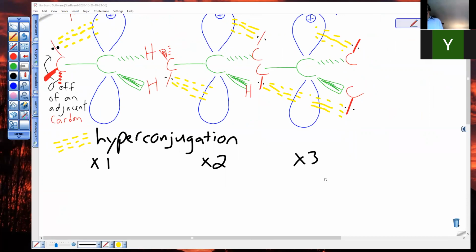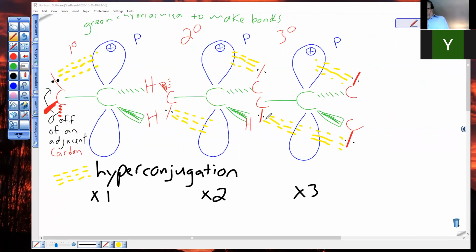Tertiary is better than secondary. It has 3 versions of hyperconjugation. Here, I don't want you to think these two are touching each other. There you go. It has this one, and this one. So that is why it is much easier to make a tertiary carbocation than a secondary. And similarly, it's easier to make a secondary carbocation than a primary. So remember that when we start our mechanisms very soon, like in 10 seconds.